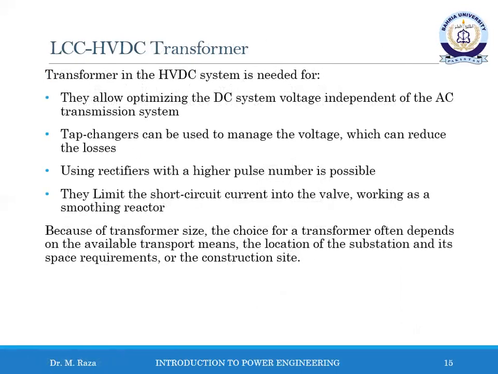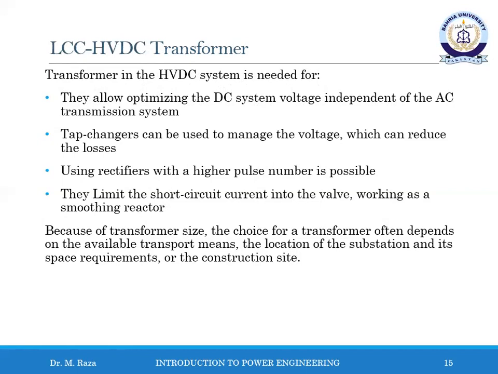Strictly speaking, transformers are not always needed in HVDC installations. However, they are practically always used so that they allow optimizing the DC system voltage independent of the AC transmission system. Tap changers can be used to manage the voltage, which can reduce the losses. Using rectifiers with a high pulse number is possible. They also limit the short circuit current into the valves, working as a smoothing reactor.